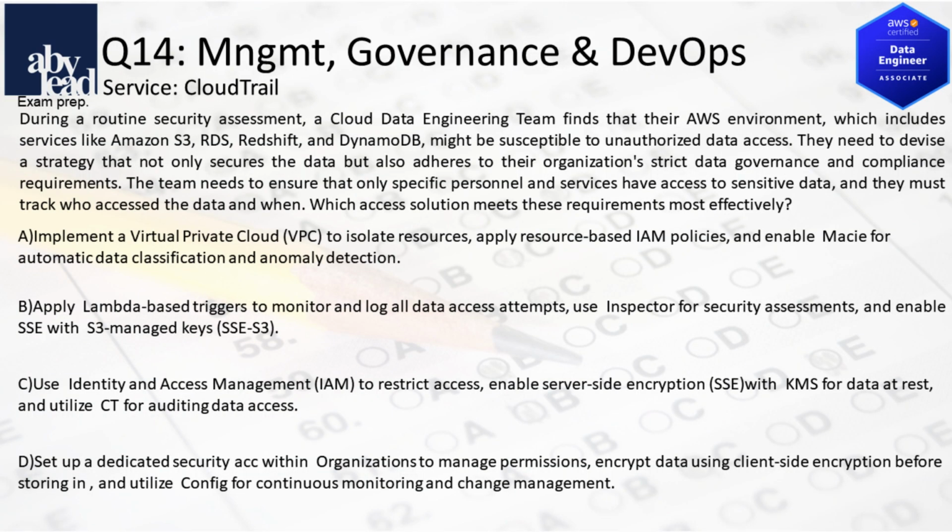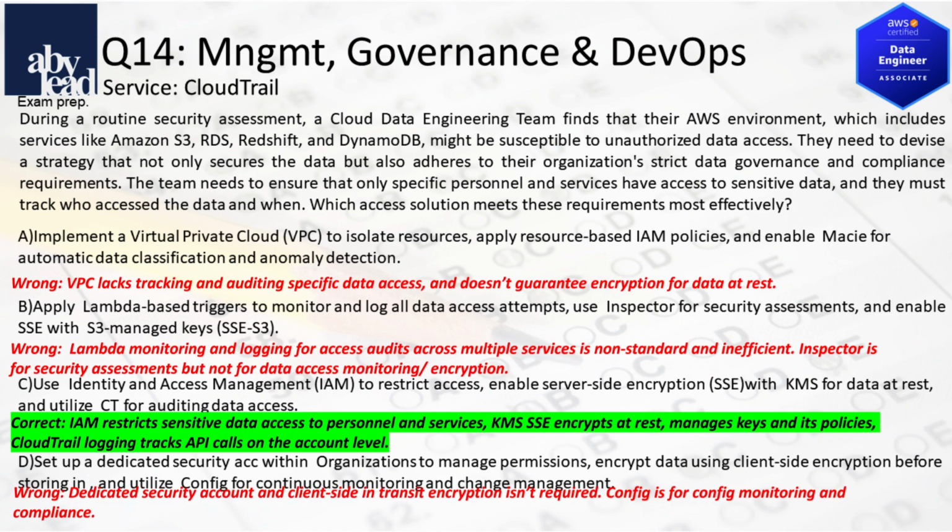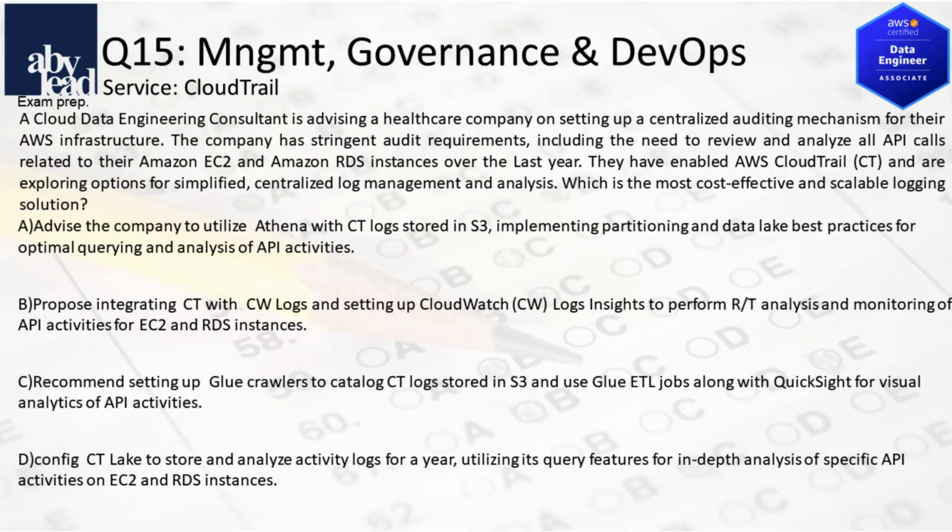Question 14. Which access solution ensures and tracks specific user access to sensitive data used in S3, RDS, Redshift, and DynamoDB? Both VPC or client-side in-transit encryption don't provide the AWS services' at-rest encryption. In addition, Lambda for monitoring is non-standard and AWS Inspector doesn't provide monitoring. You restrict access with IAM, with KMS SSE you encrypt data at rest, and with CloudTrail you track API calls on the account level.